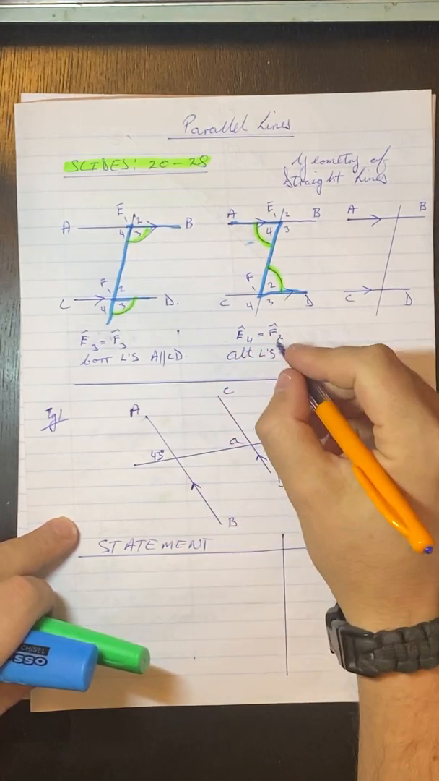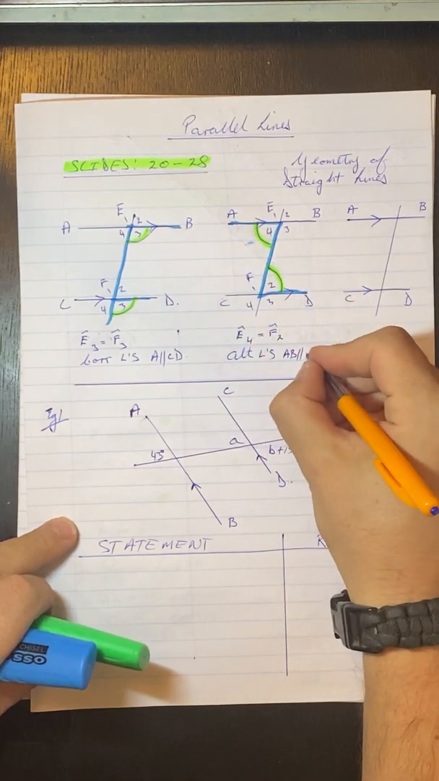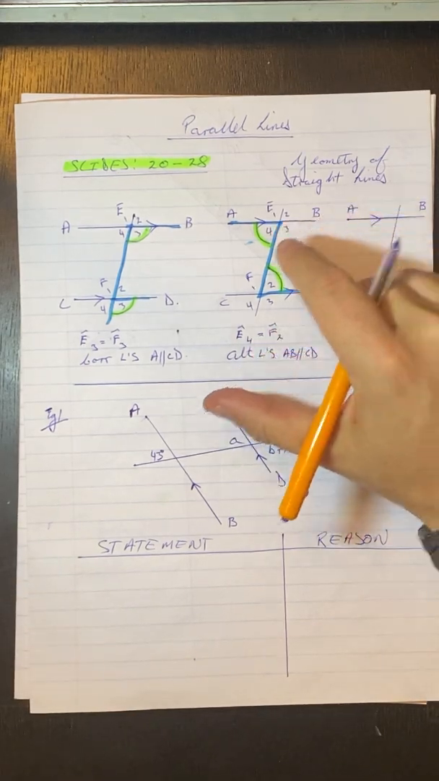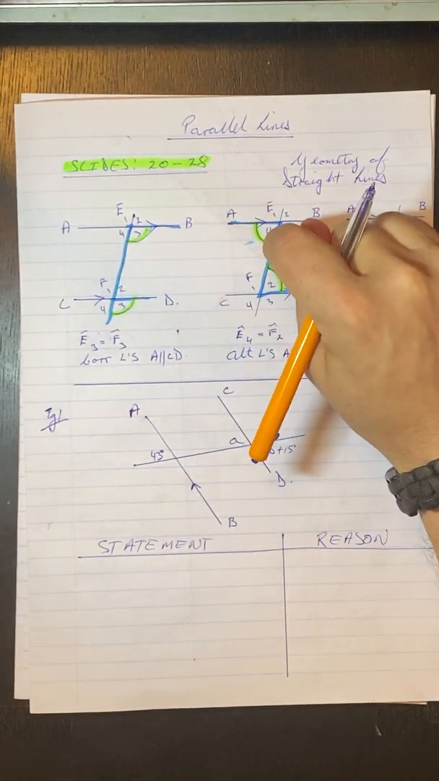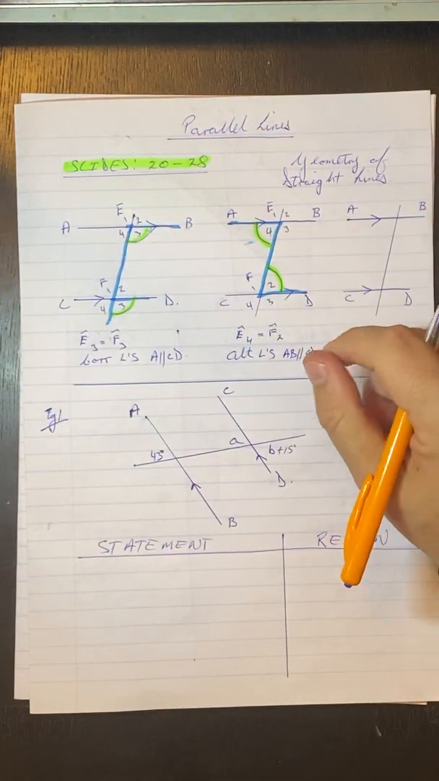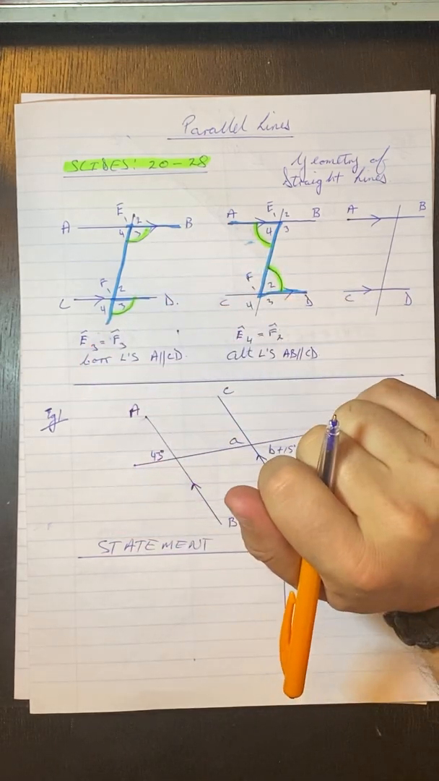And we must state which lines were parallel. So it's AB parallel CD. Okay, now before I go on, these can be in any orientation. They can be upside down, flipped backwards, anything like that. As long as you can make a Z or an F, you can get these two things.